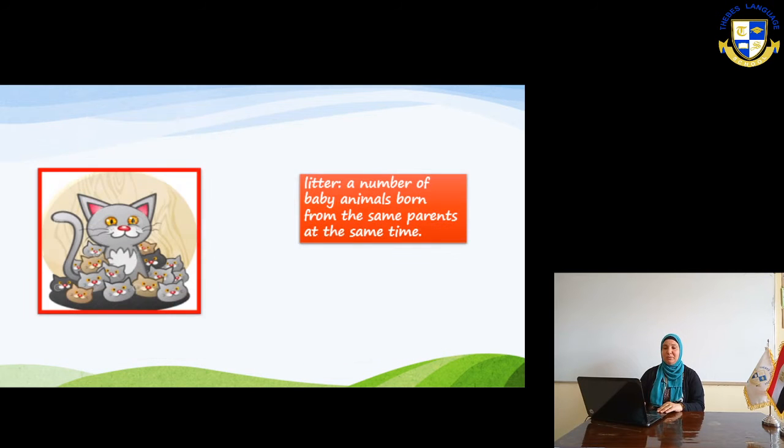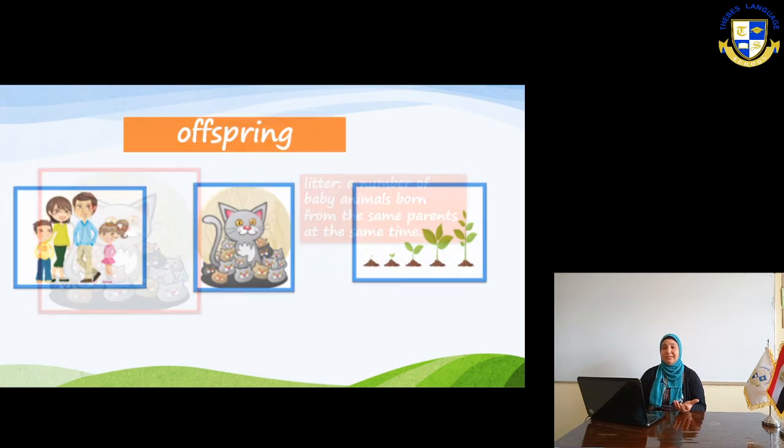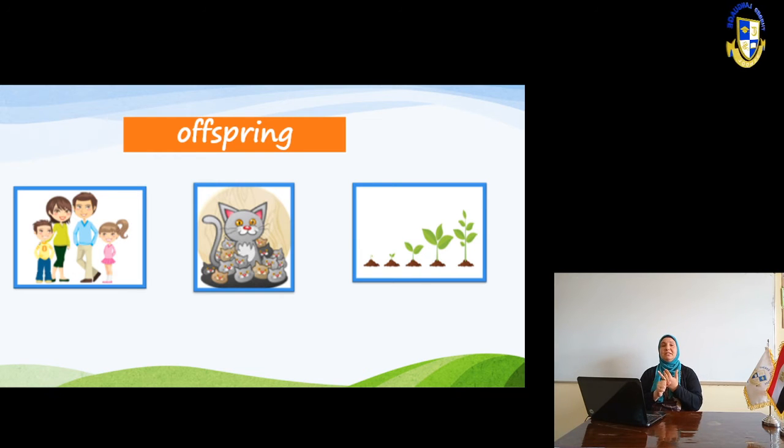In the next slide, we will see more pictures. Here is a cat with its newborn babies. This is explaining what a litter is. A litter is a number of baby animals born from the same parents at the same time, as we said before when we were talking about the rabbits. Okay? Here's offspring. What is the offspring? In the next slide, you will see the son or daughter of a person, the baby cats of a cat. This is offspring, and the baby plant, also the plants have offspring.